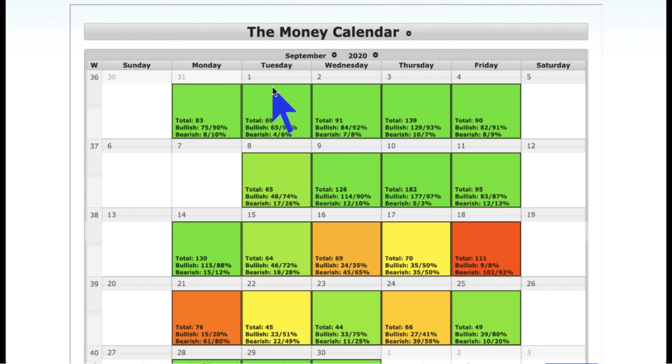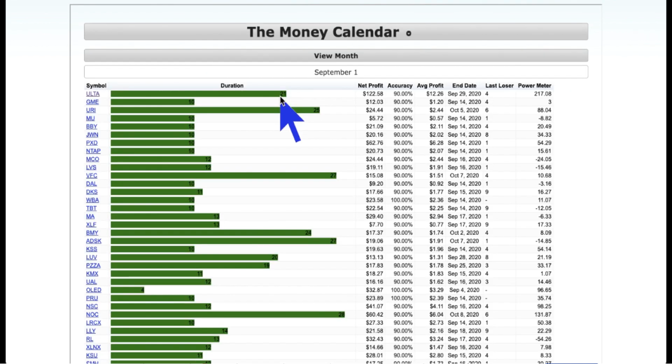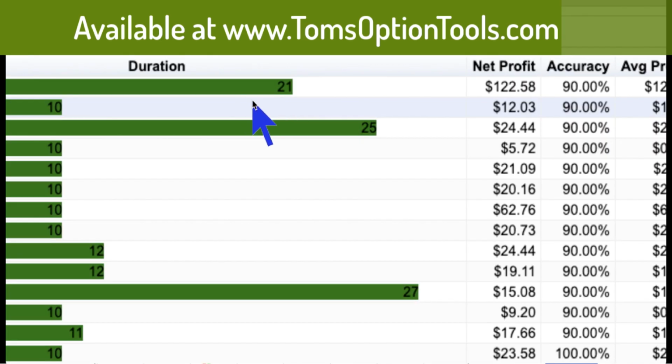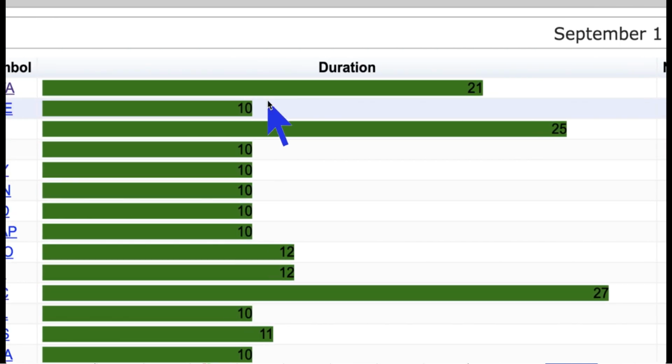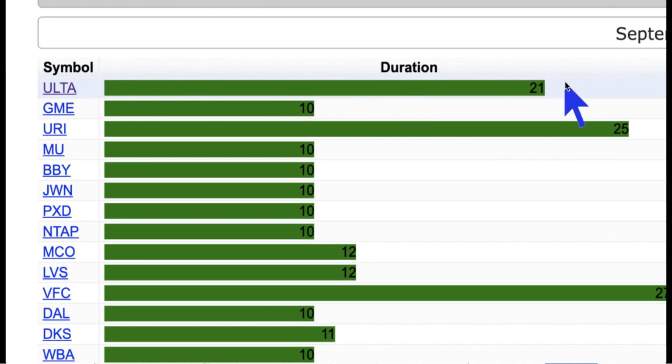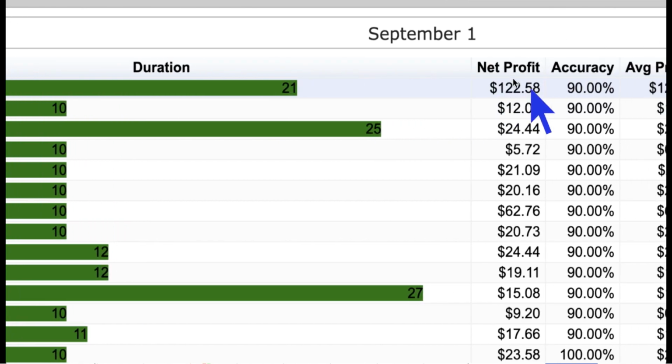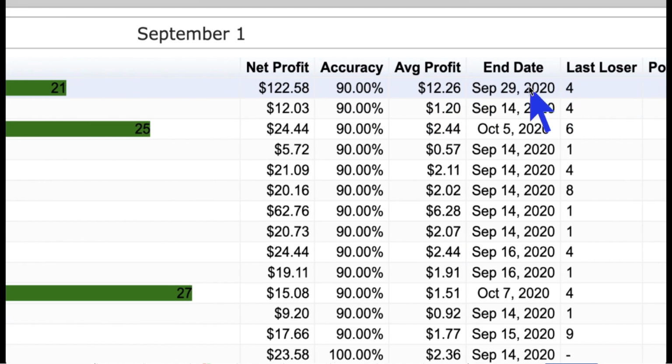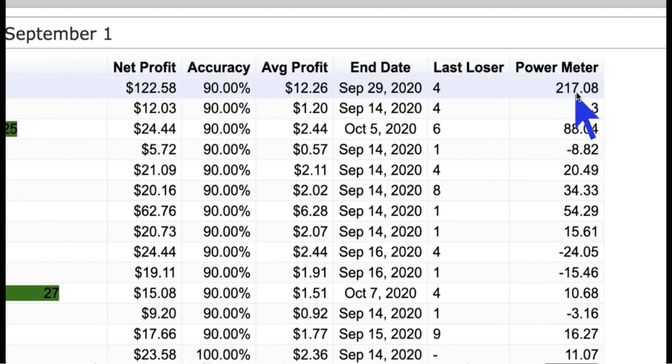We're going to take a look at the trades that are happening on September 1st. So I'm going to click in here, and you can see the symbols. Green means it's a bullish opportunity based on patterns in the past. And then right here it shows me how long that pattern's supposed to last. In this case, Ulta Beauty, 21 days. The pattern starts on September 1st. It shows me the accuracy, the average profit, the end date for the pattern, the last time it actually had a loser, and then power meter.